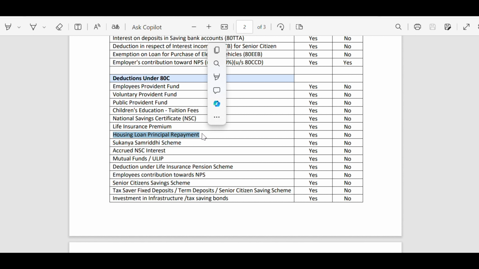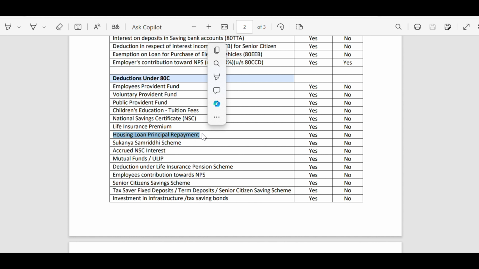Earlier, while mentioning the interest part of the housing loan, I said that up to 2 lakh rupees you can claim the interest. Here, in the deduction under section 80C, you can claim the principal part of the housing loan. Remember, when you are paying your EMI for your housing loan, the EMI will have two components: one is the principal component and the other is the interest component. The interest component will always be huge in the beginning of the housing loan and it goes on reducing.